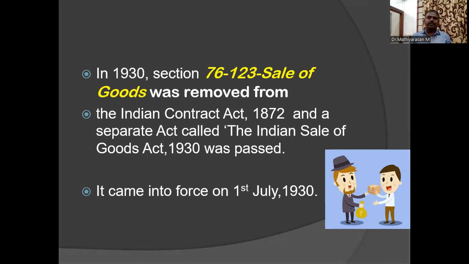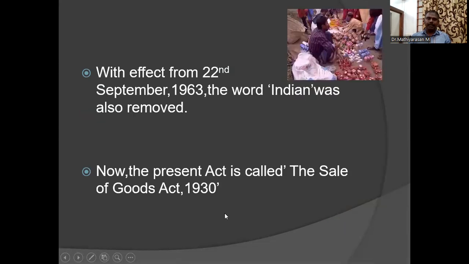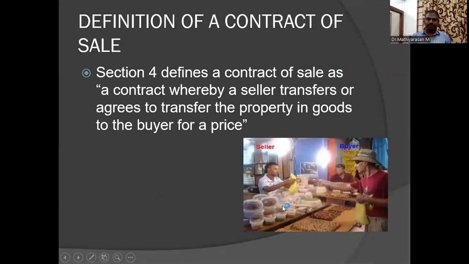In 1930, Section 76 to 123, that is the sale of goods, was removed from the Indian Contract Act 1872, and a separate act called the Indian Sale of Goods Act 1930 was passed. It came into force on 1st July 1930. With effect from 22nd September 1963, the word Indian was also removed from the existing act. Now, the present act is called the Sale of Goods Act 1930.